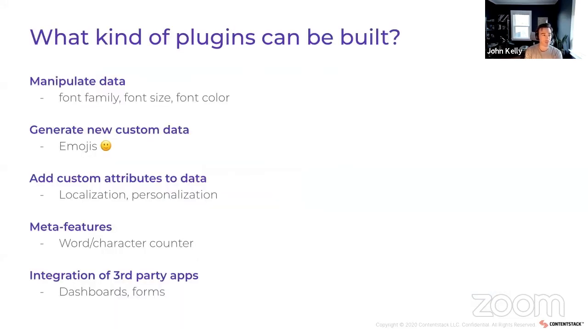So now what kind of plugins can be built? There's really five main categories of plugins that you could build here. The first one is to manipulate data. So that would be things like adding some stylistic attributes, your font family, your font size, your font color. And we have examples in development environments that have this as well.